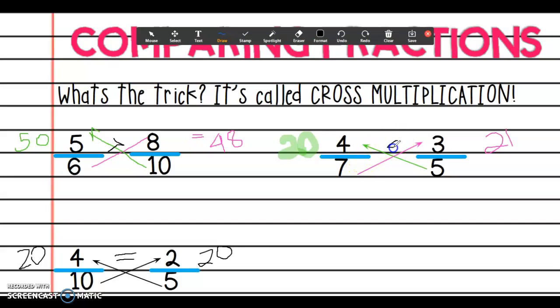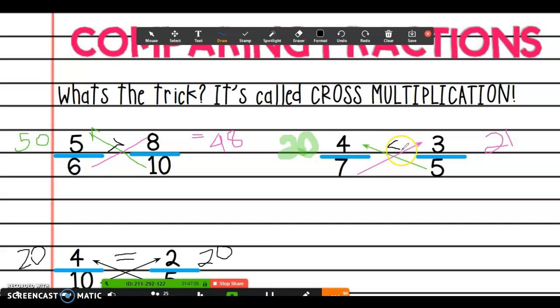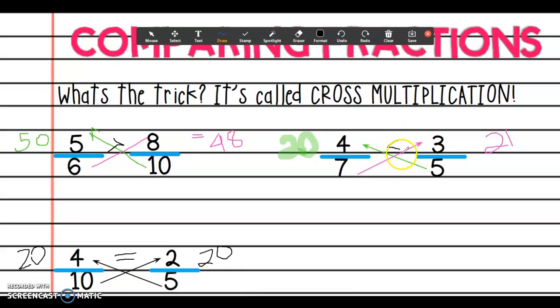Yes. But we read it from left to right. So we would read it 4/7 is... What would we say here? What are the words for this? When we see this symbol, there are very particular words. Okay, but we're reading from left to right. So we see 4/7 is less than 3/5. Okay, great. Thank you.